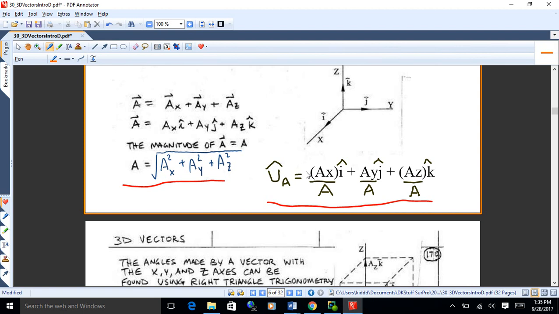So if I want to find that unit vector for A, and I don't think this is right in your handout, what I've got here, you're going to want to take A_x i plus A_y j and A_z k, and you're going to divide each component by the magnitude of A. Okay? That's how you'd find that unit vector A. Okay?